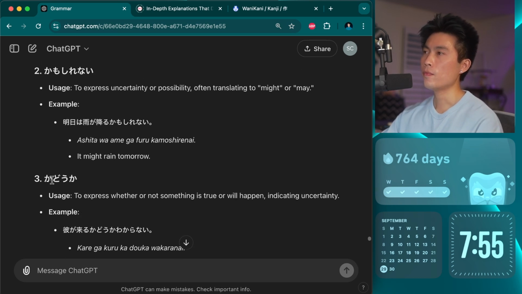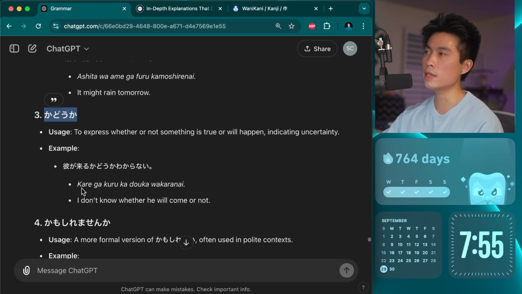That's how this grammar point is, but my native source has also told me that kadoka, the full version of it, is amari tsukawanai. So native speakers barely use it in conversation with each other. They instead just shorten it to just ka. So for this example, it says, kare ga kuru ka douka wakaranai. Instead, it would be kare ga kuru ka wakaranai. So you just drop the douka and just have ka. And that's why I couldn't recognize it.